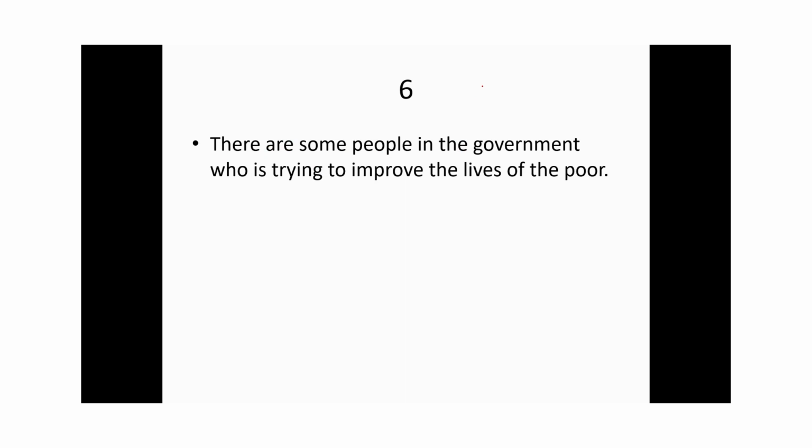Next, there are some people in the government who is trying to improve the lives of the poor people. Here I have people, and that's the verb that goes with who is trying. So this who is people, which means this verb is a problem. It should be, there are some people in the government who are trying to improve the lives of the poor.